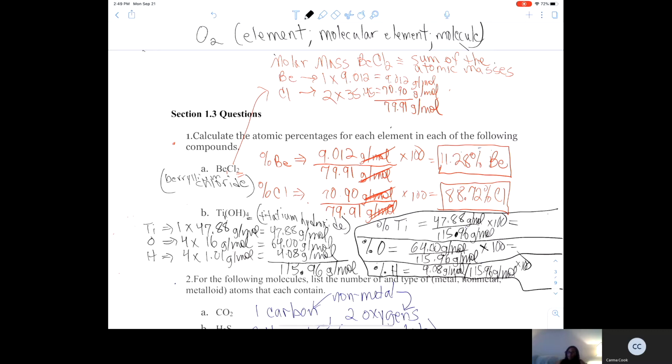And so do the math. 47.88 divided by 115.96 gives you 41.3%. The percent oxygen is 64 divided by 115.96, and that gives you 55.2%. And then percent hydrogen is 4.08 divided by 115.96, and that gives you 3.5%.